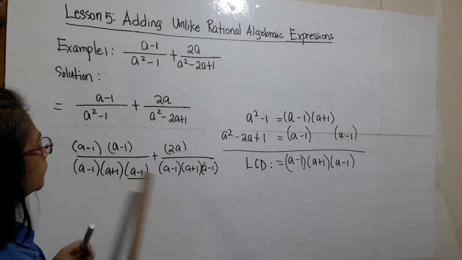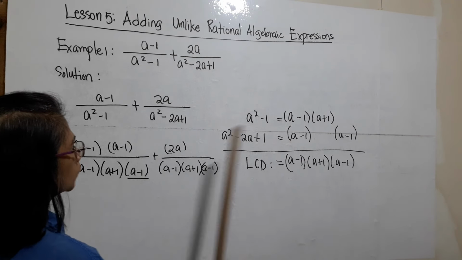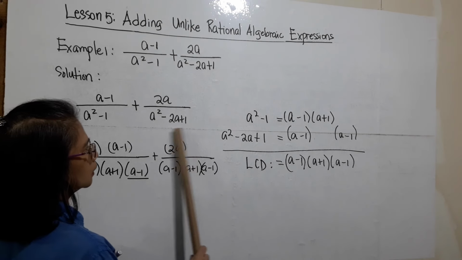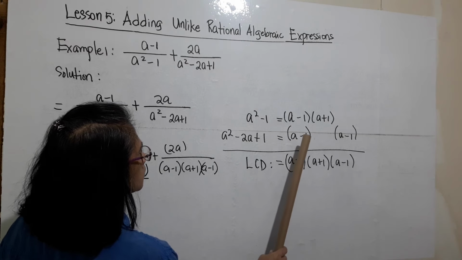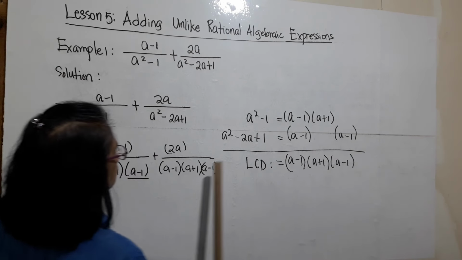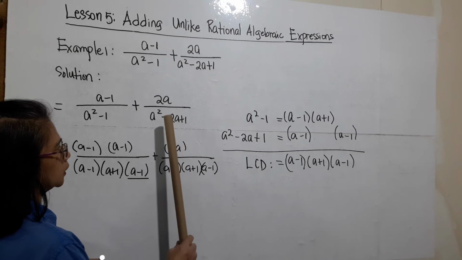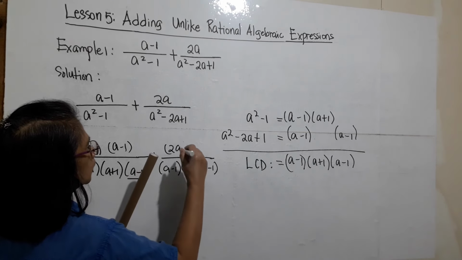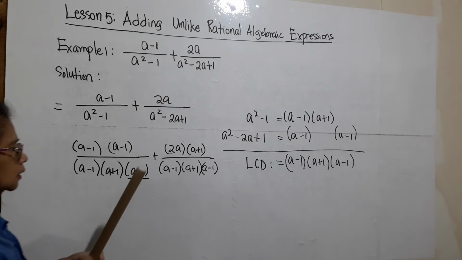Now compare this one with the factors of this trinomial, which are a minus 1 and a minus 1. Therefore, a plus 1 is not included here, and this factor, a plus 1, should be multiplied in the numerator. Okay?